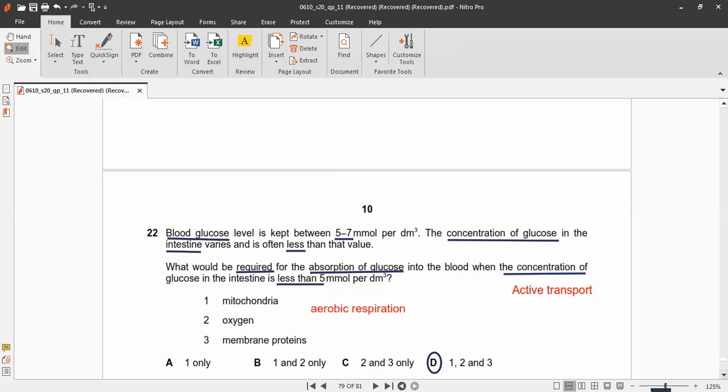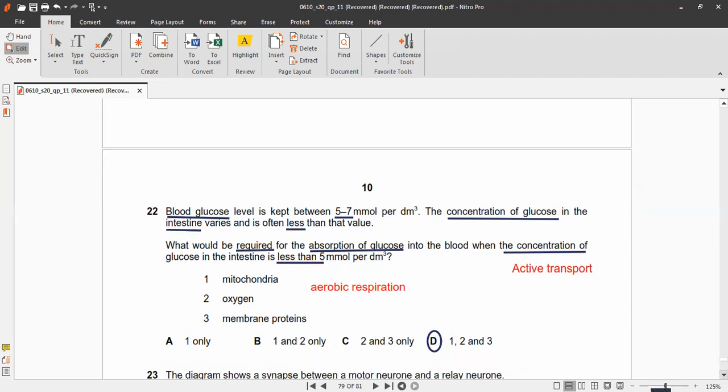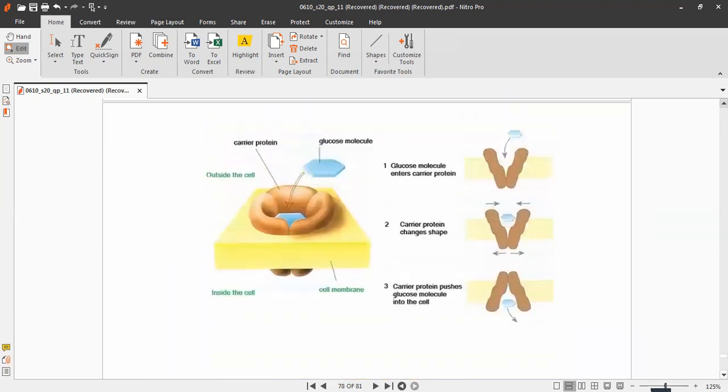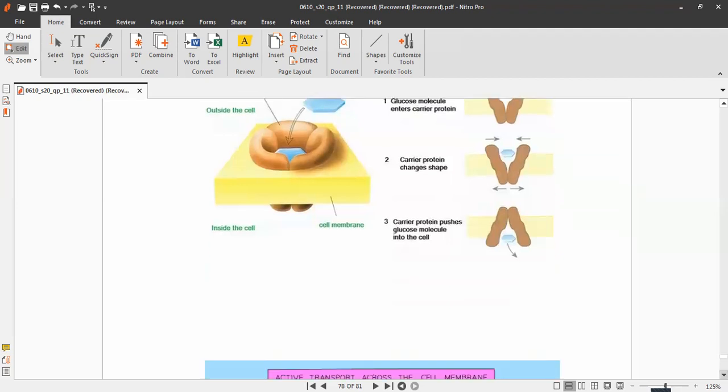So we need aerobic respiration, we need mitochondria, and also we need oxygen and membrane proteins. We need membrane proteins or carrier proteins. Here the glucose molecule enters the carrier protein, the carrier protein changes shape, and the carrier protein pushes the glucose molecule into the cell.